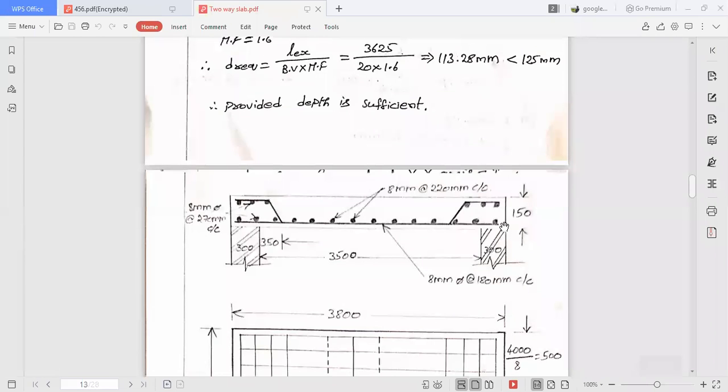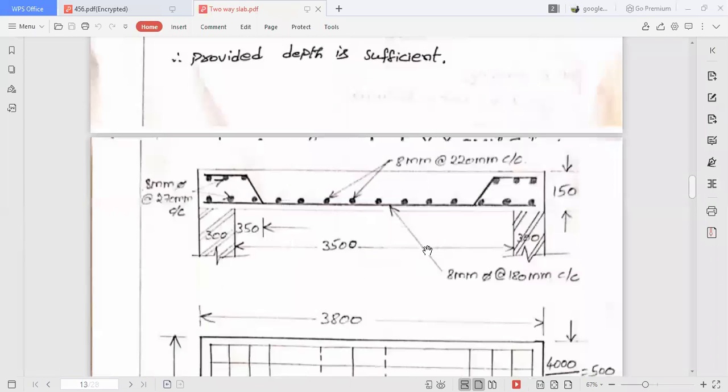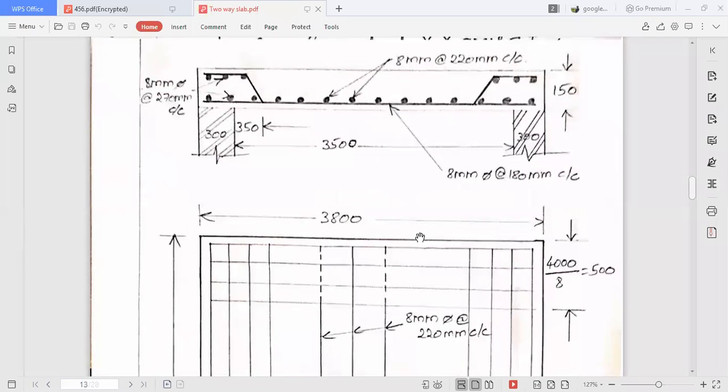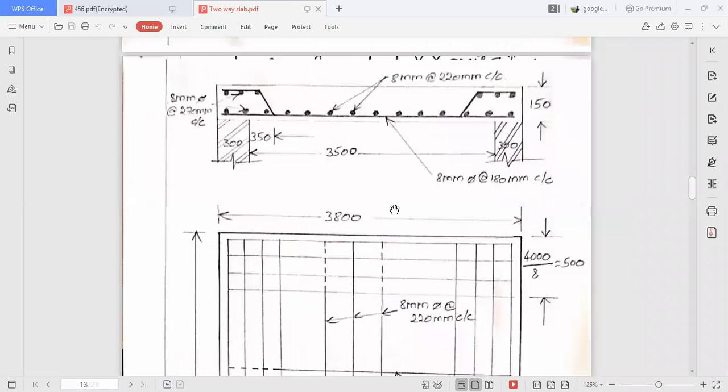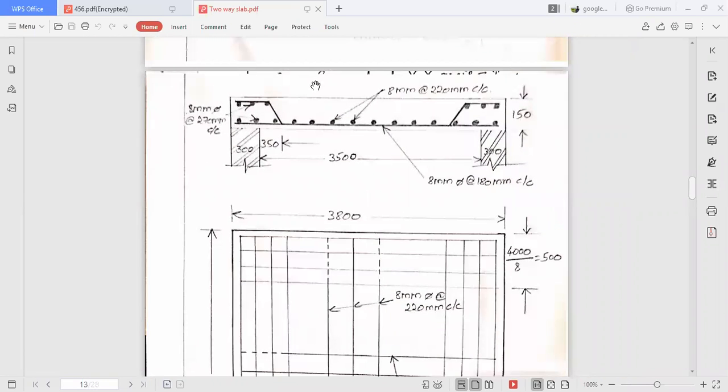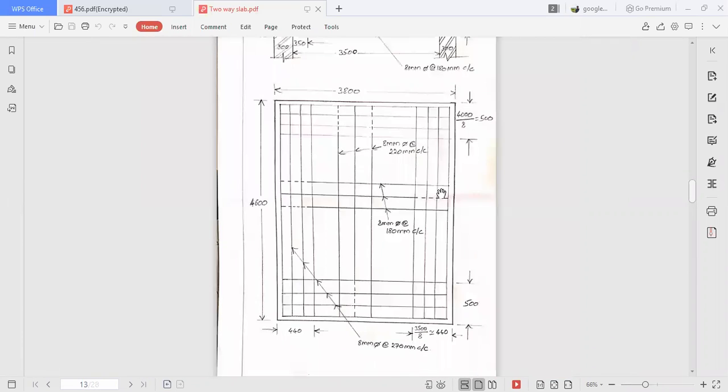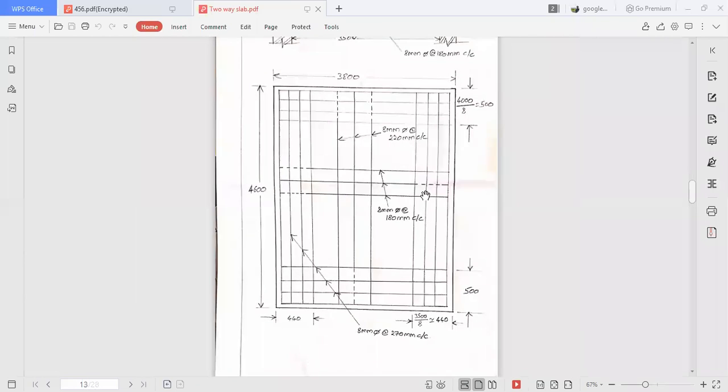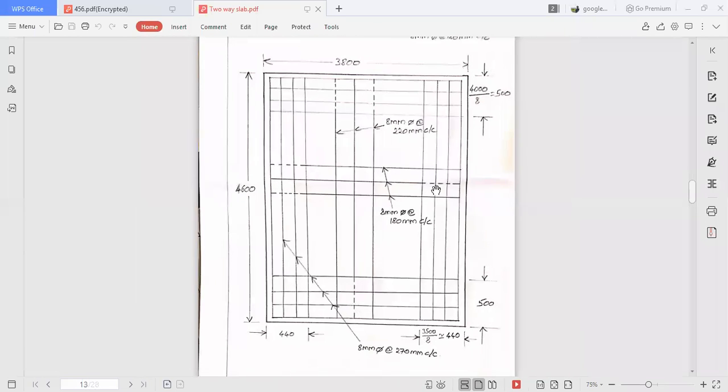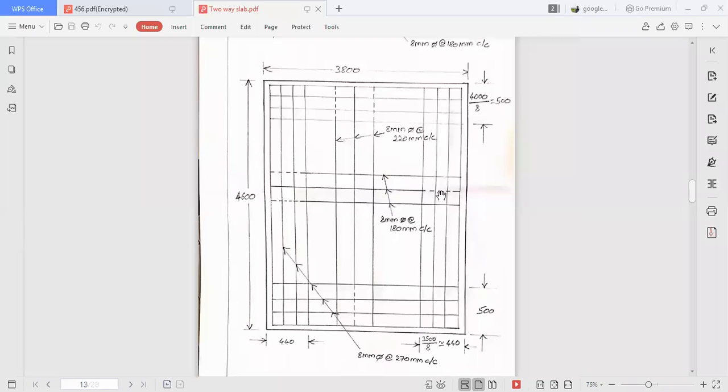Now let us discuss in detail about the diagram. Okay, very important. Understand carefully. And before studying the cross section, first we'll study in detail the plan, so that the cross section will become very simple. Understand carefully.